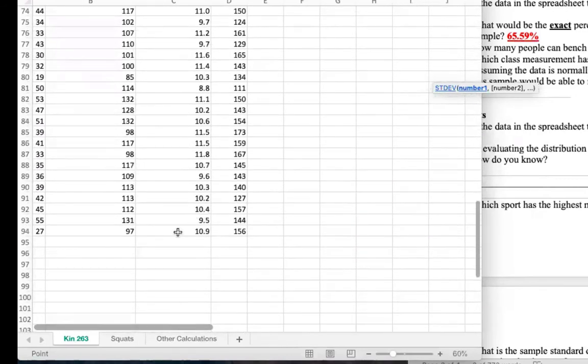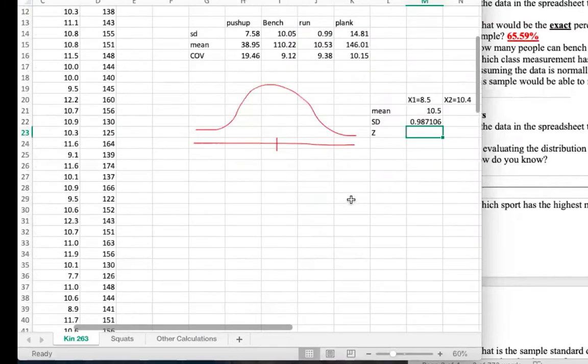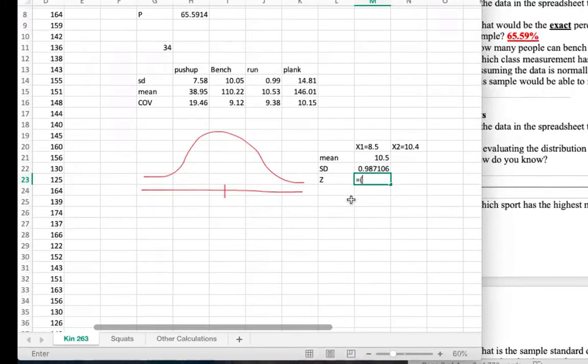Does anybody remember the calculation to find the z-score? Raw score minus the mean, right? Yep, raw score minus the mean. So let's do it for x1 first, right? So 8.5 minus the mean, and then divided by the standard deviation. And then we would do the same thing over here. Raw score being 10.4 minus the mean divided by standard deviation.